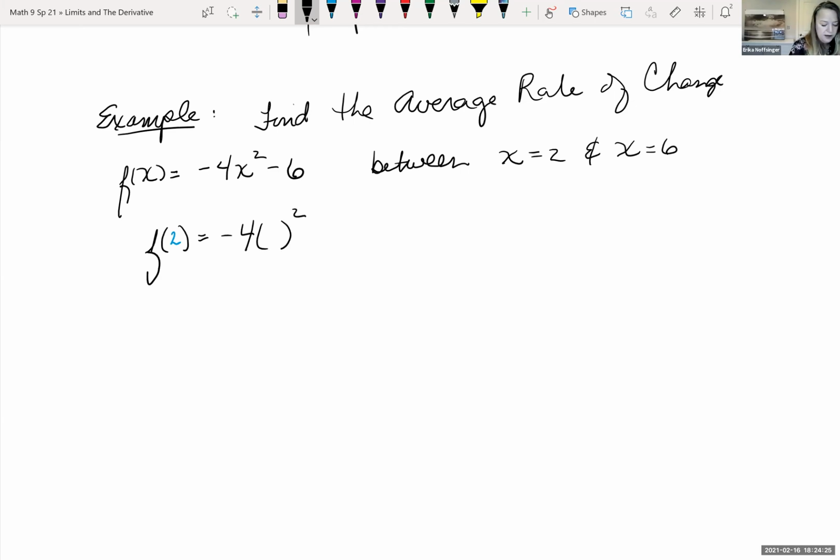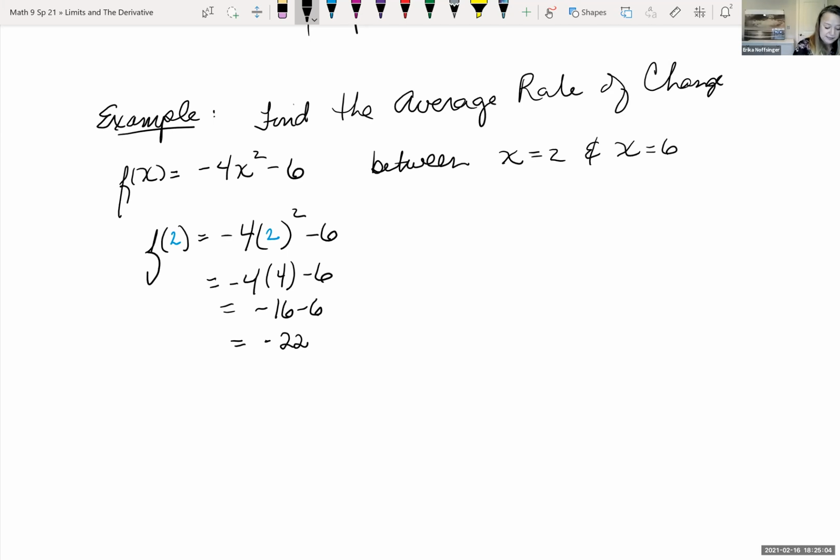So we have a negative 4. I see an x, so I'm going to put parentheses, square it, and then subtract 6. Now put in 2 inside the parentheses, and then order of operations. Exponents first. So negative 4 times 2 quantity squared, which is 4, minus 6. Multiplication comes before subtraction, so negative 4 times 4 is negative 16 minus 6. Both negative, add them together, and the result's negative. So negative 16 minus 6 is negative 22.